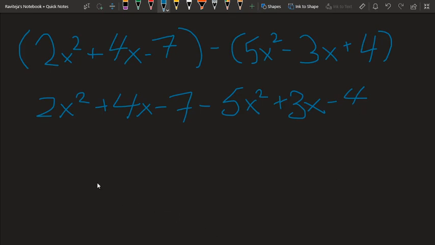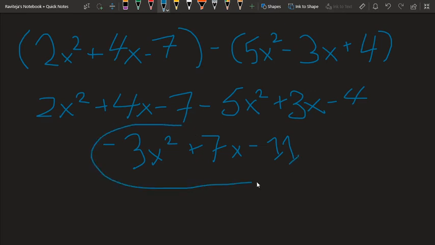Now we combine like terms. Since we see there's a 2x squared and a negative 5x squared, we combine like terms and get negative 3x squared. We see that there's a positive 4x and a positive 3x, and we'd get a plus 7x. And we see there's a negative 7 and a negative 4, and we'd get negative 11. So this is what we get after subtracting this polynomial from this polynomial.